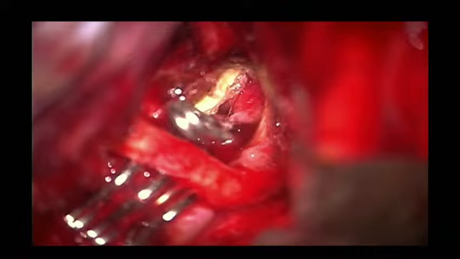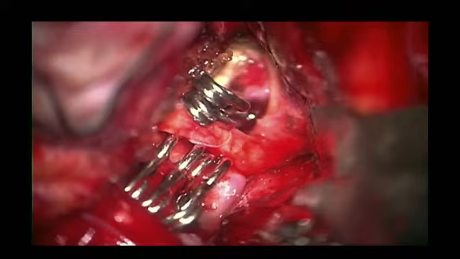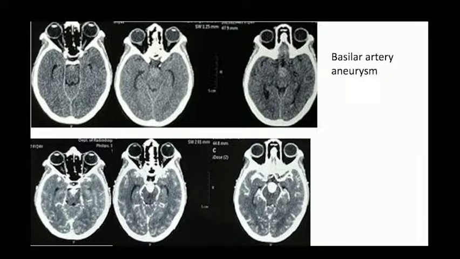So this is one of the very interesting cases where, with a unilateral approach, a bilateral medially pointing carotid ophthalmic aneurysm can be clipped. So two clips there, and three clips here, fenestrated clips here. I'll come to the point, and then I come to another very complex one.